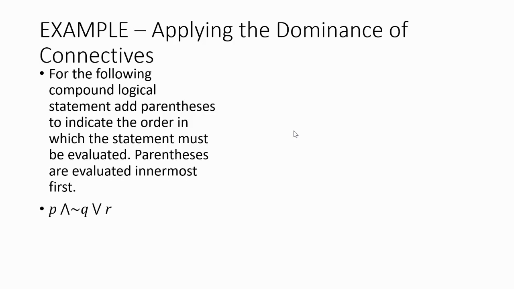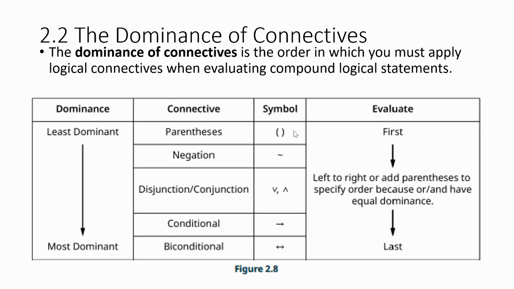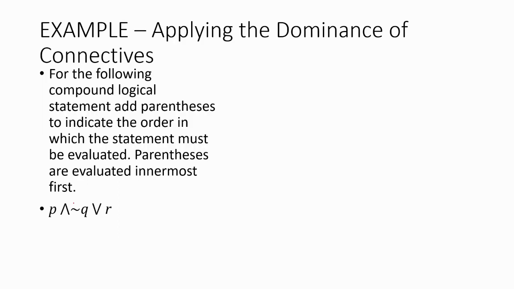So this says, for the following compound logical statement, add parentheses to indicate the order in which the statement must be evaluated. Parentheses are evaluated innermost first. So you want to start with your weakest one first. And so if we go back, parentheses are the weakest. We have to add those in. Our next weakest is the negation. So in this case, we would put parentheses around not Q.